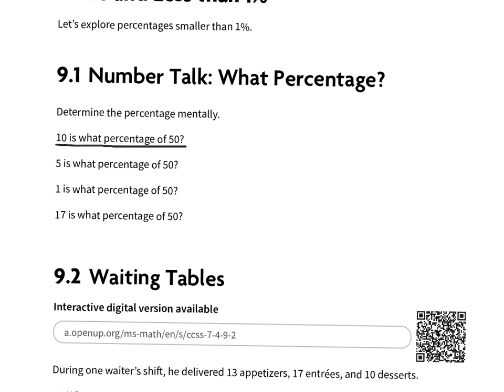Well, I mentioned yesterday we could find 1% or 10% of 50, right? 10% of 50 would be moving that decimal over one place. So 10% of 50 would be 5. So what percent of 50 would be 10? We just found 5 is what percent of 50? Well, that's 10% of 50. How about 1 is what percent of 50? Could you do 17 is what percent of 50? So based off those other percentages.